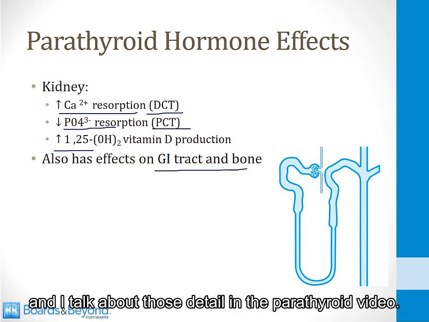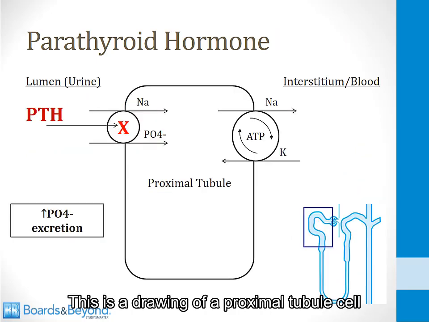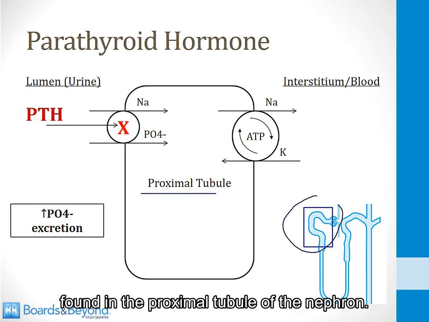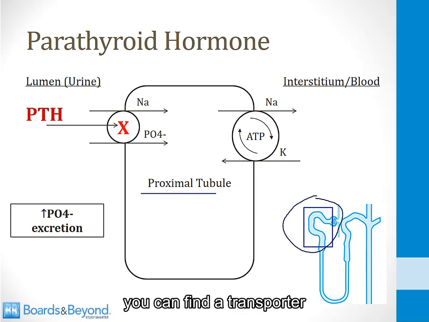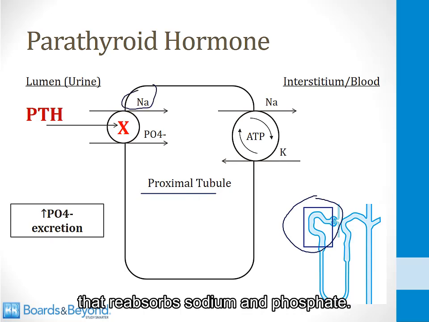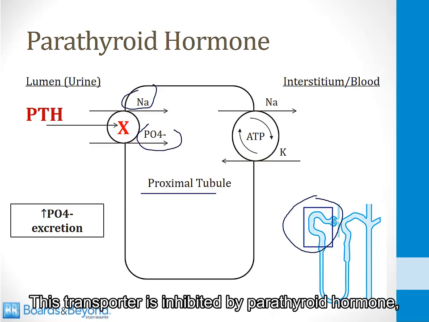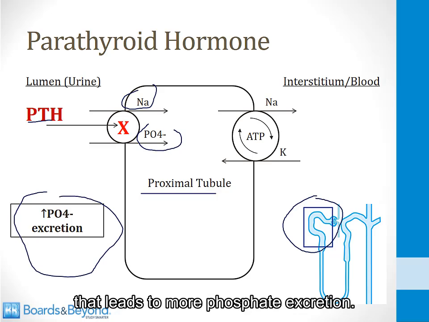Now, parathyroid hormone also has effects on the GI tract and bone, and I talk about those in more detail in the parathyroid video. This is a drawing of a proximal tubule cell found in the proximal tubule of the nephron. In this section of the kidneys, you can find a transporter that reabsorbs sodium and phosphate. This transporter is inhibited by parathyroid hormone. That leads to more phosphate excretion.